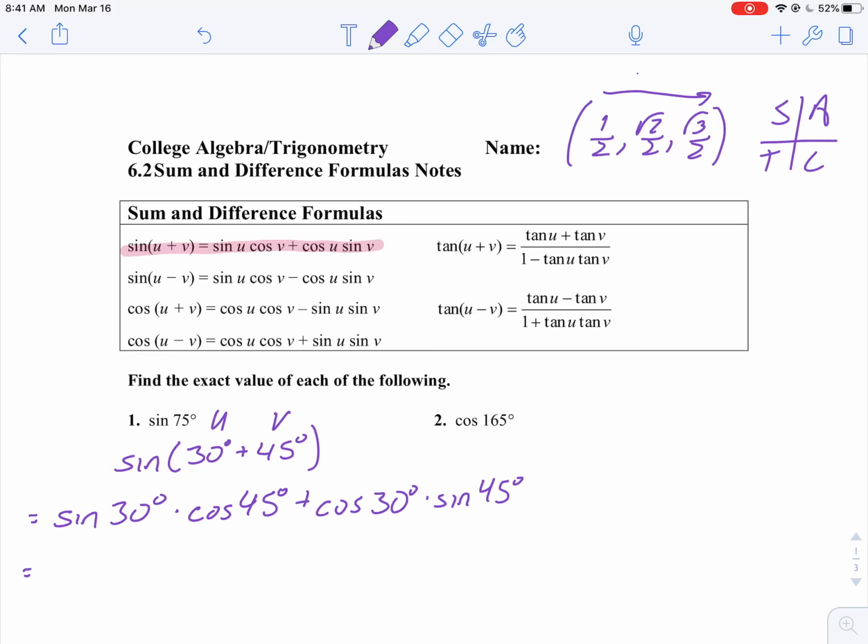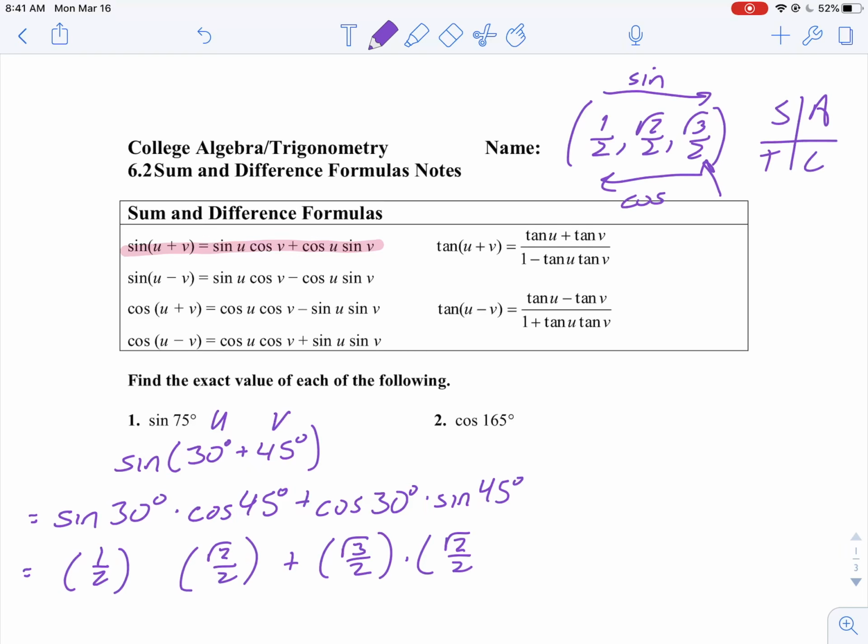Now remember, the values of the sine function go from left to right, and cosine go from right to left. So the first one, sine of 30 degrees has a value of 1/2. And the cosine of 45 degrees has a value of root 2 over 2. Cosine of 30 degrees, now we're going backwards, so up here, cosine of 30 degrees is root 3 over 2, and sine of 45 is root 2 over 2.